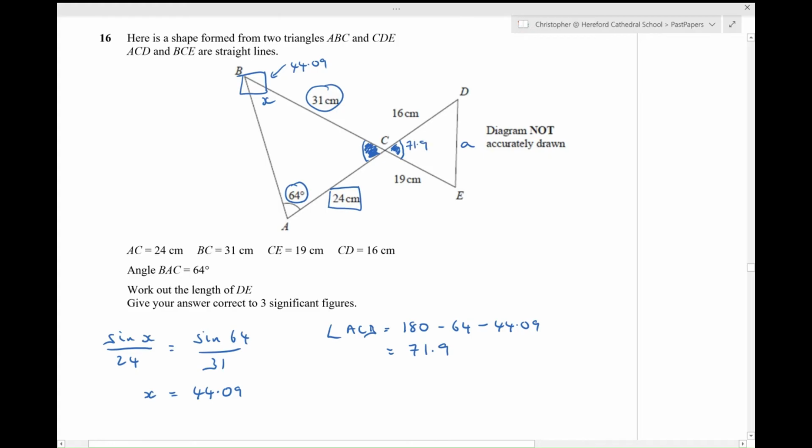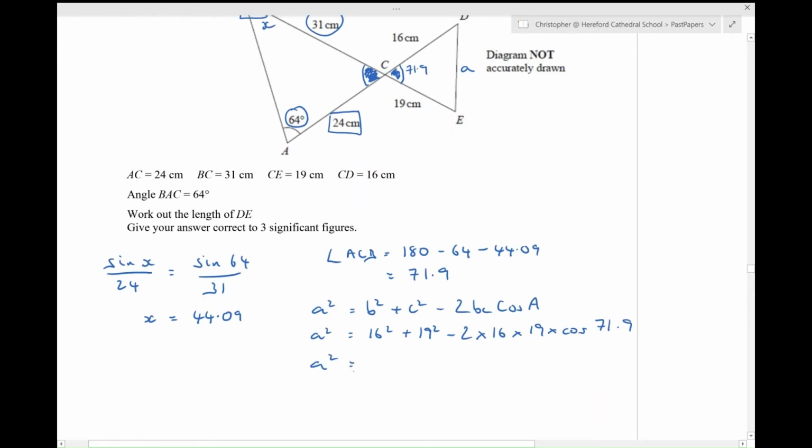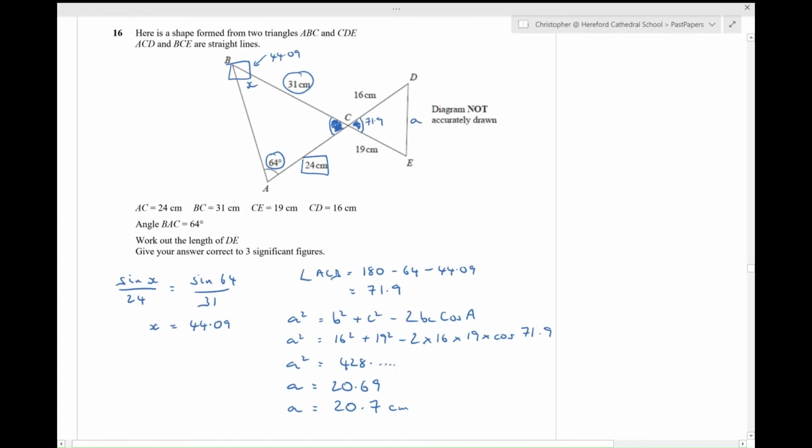And now I can use the cosine rule on that right-hand triangle. So a squared equals b squared plus c squared minus 2bc cos a. So that's going to be a squared equals 16 squared plus 19 squared minus 2 times 16 times 19 multiplied by cos of 71.9. Good. Bit of calculator action, and you can work out that a squared is 428 point something. So you can square root that, and you'll find that a is equal to 20.69, but I'm asked for a correct to 3 significant figures, so my answer is 20.7 centimetres. And that is question 16 complete.